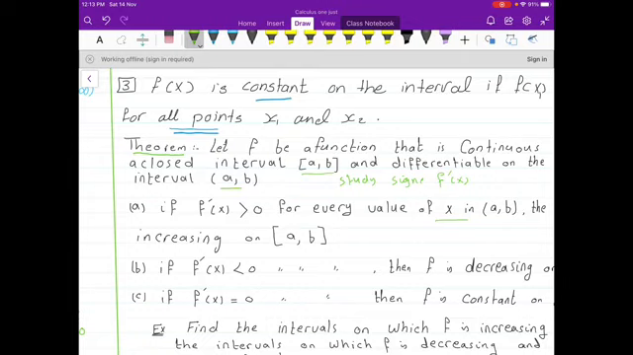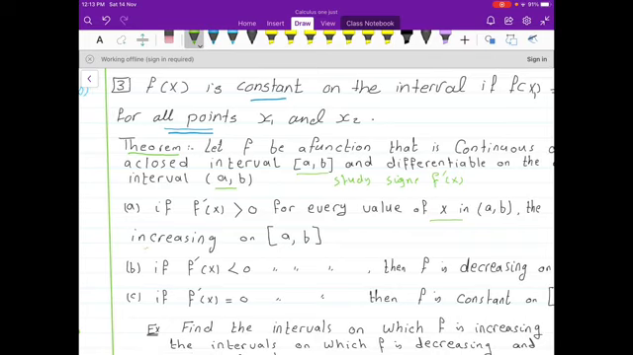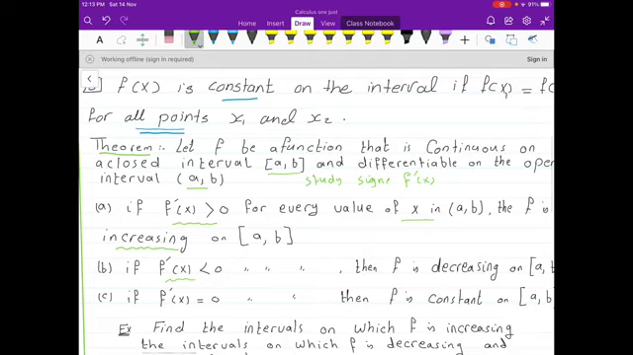Now, if f prime of x is positive for all values of x in (a, b), that is, if the sign of f prime is positive, that means the slope of the tangent line is positive, then we say f(x) is increasing. And if the sign is negative for every value of x in (a, b), then f is decreasing. And if f prime of x equals 0 for all values of x in the interval (a, b), then f is constant.